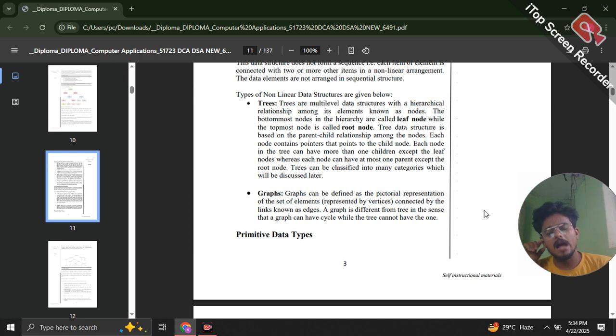Graph. What is a graph? A graph is another non-linear data structure. Graphs can be defined as the pictorial representation of the set of elements connected by the links known as edges. A graph is different from a tree in the sense that a graph can have a cycle while the tree can't have one. What do you mean by graphs? You see nodes. For example, let me give you an example.